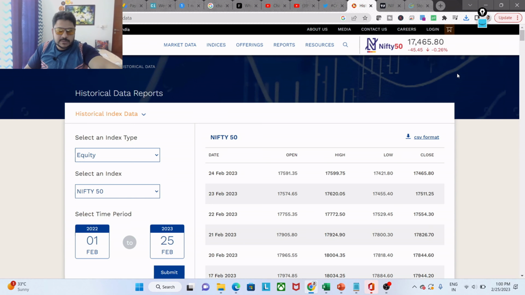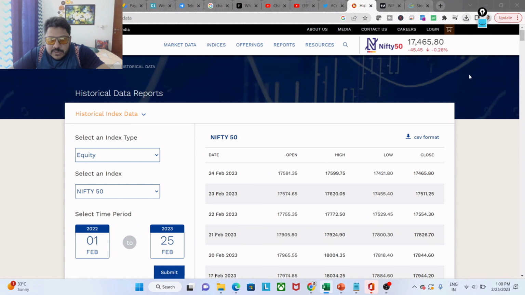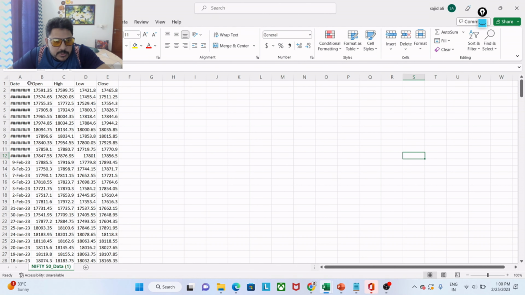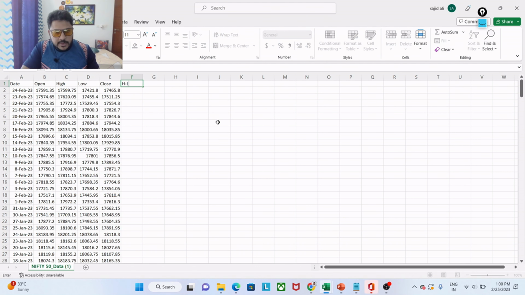Till the time it gets downloaded, let me just check. Yeah, it's already downloaded now. So you can see this data, Nifty 50. Okay, so this is the data we have got. So now what we need to do is pick up the range of high minus low. So we will call it high minus low range. And with a simple formula, everybody can do it, high minus low.